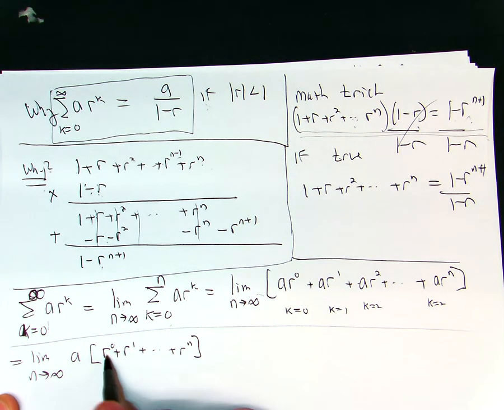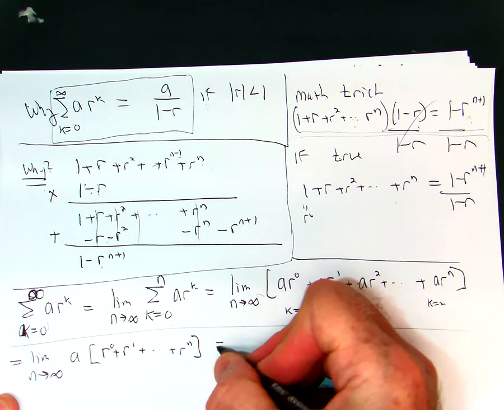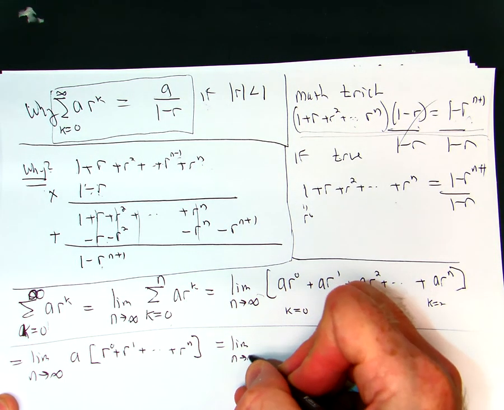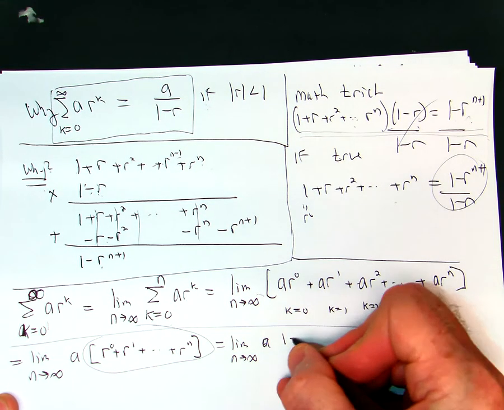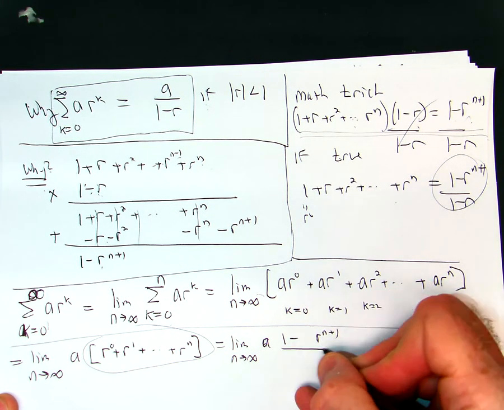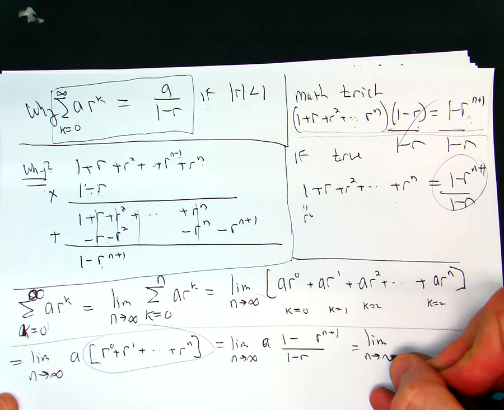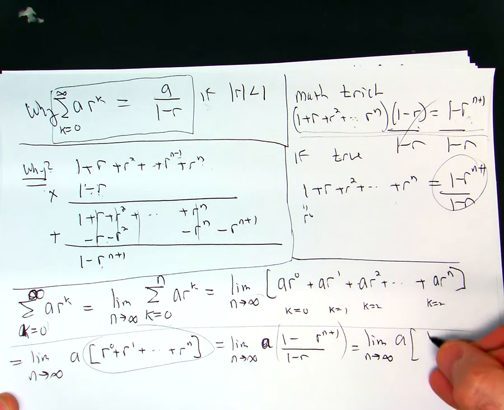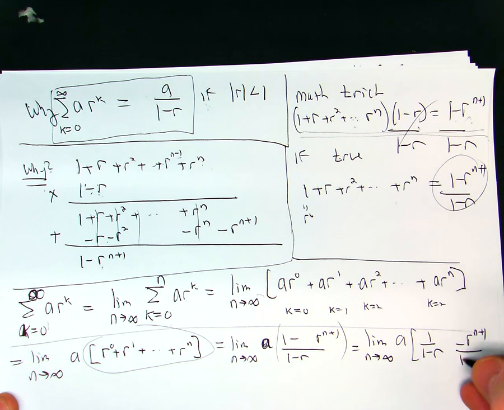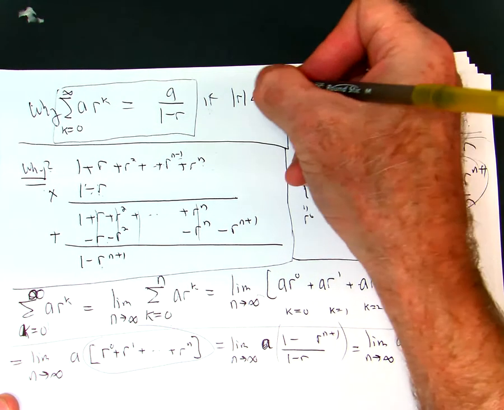Okay, well this is just this, with this equal r to the 0. Remember, this is equal to this. And this is equal to this limit. There's an a here. So I get a times the limit of 1 minus r to the n plus 1 over 1 minus r.